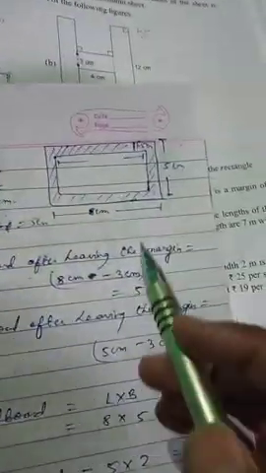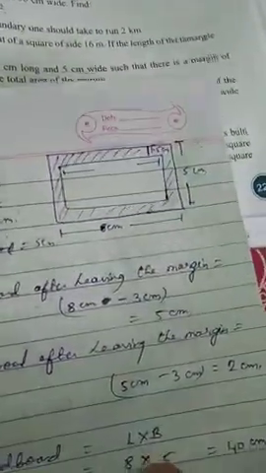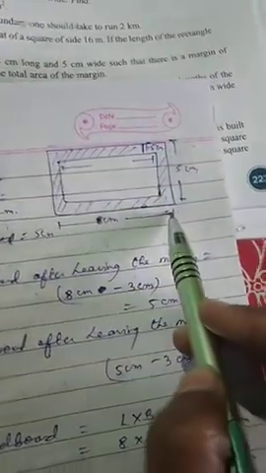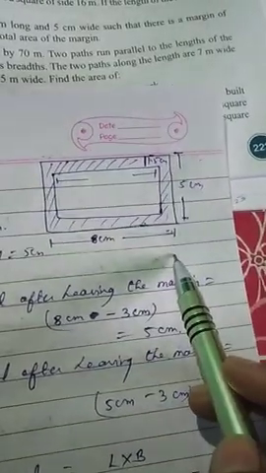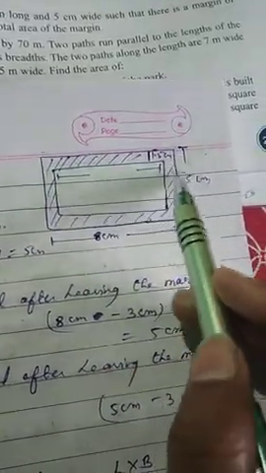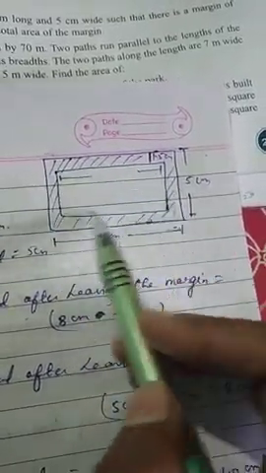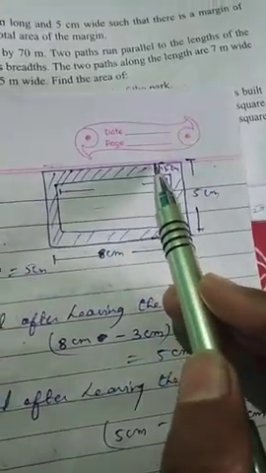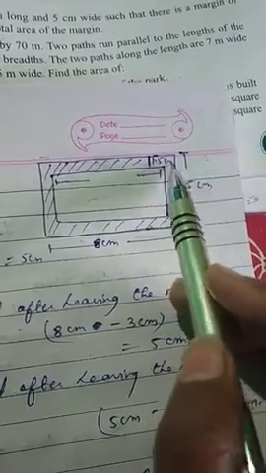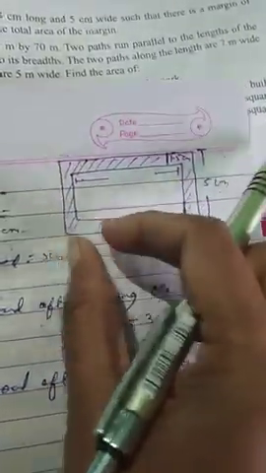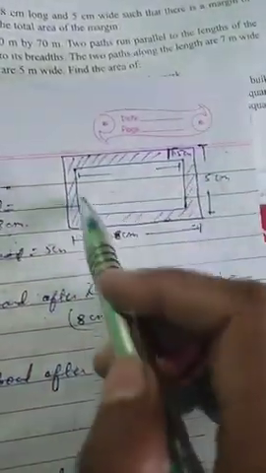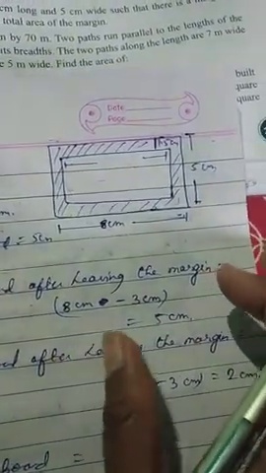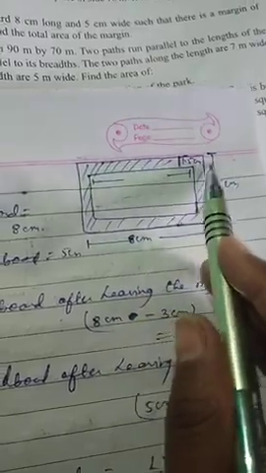Look at the figure. Suppose this is a rectangular cardboard. Its length and breadth are given, 8 centimeter length and 5 centimeter breadth, and there is a margin. Okay, the picture is painted in this portion, and the margin is left around it. So the margin width is 1.5 centimeter everywhere. We have to find out the area of the margin, meaning this.